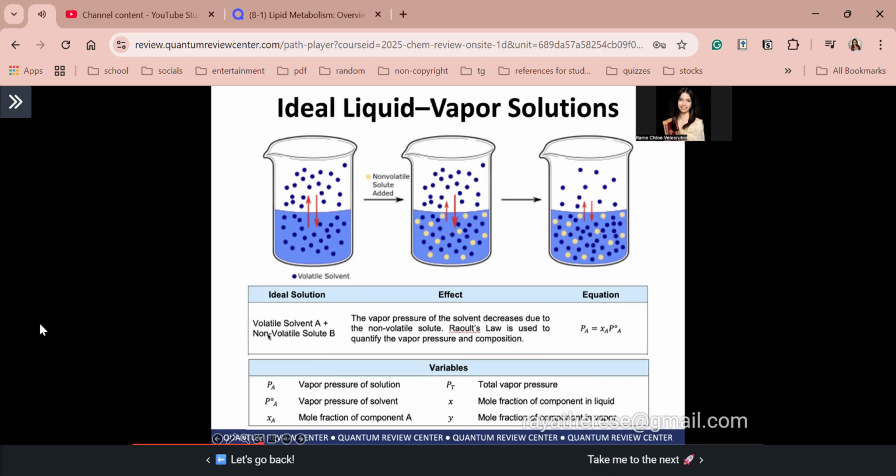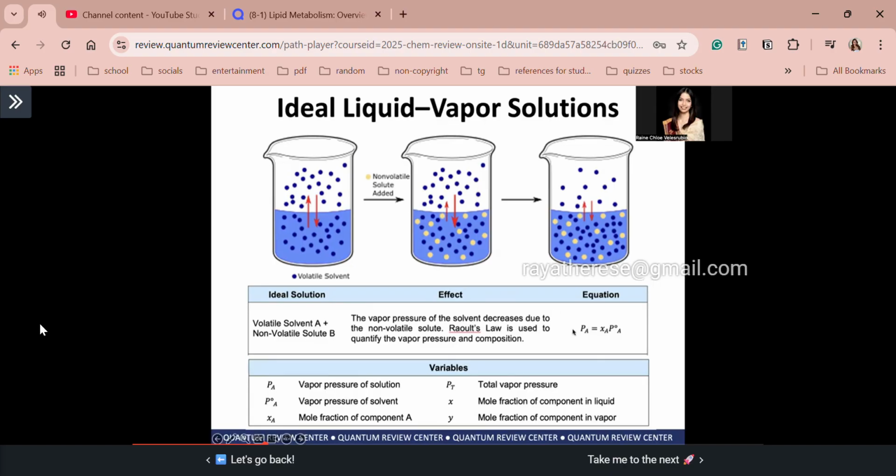So if you mix a non-volatile solute B to a volatile solvent A, okay, the vapor pressure of the solvent will decrease because of the presence of the non-volatile solute, okay? So what happens in this figure? The non-volatile solute B, okay, will not evaporate because it is non-volatile. So it will just dilute the volatile solvent A. That means fewer amount of A molecules will escape into the vapor phase. And that contributes to its lower vapor pressure. Again, because the non-volatile solute B dilutes A, fewer molecules of A will escape into the vapor phase, and that leads to a lower vapor pressure.